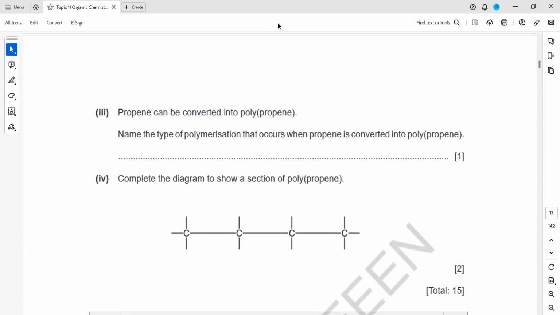Then propene can be converted into polypropene. Name the type of polymerization. Remember, whenever you have an alkene, what kind of polymerization is this? This is known as addition polymerization. So in addition polymerization, alkene converts into polymer.